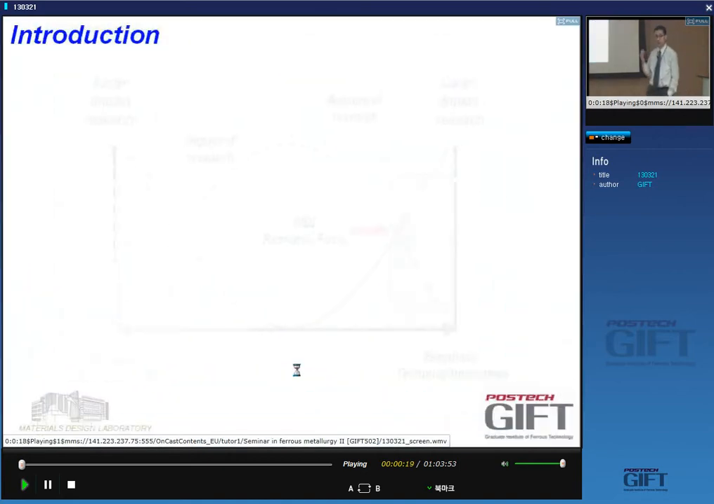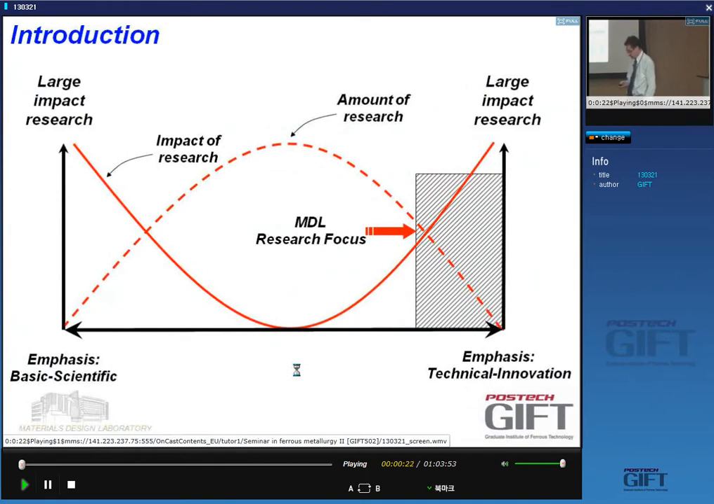But before I start, I'd like to say a few things about the emphasis of the research in my group. And I like to use this schematic. So in terms of research, you basically have on one end basic scientific research and a whole spectrum of possibilities, and at the other end you have technological innovation. And I believe that research that has real potential to have a high impact is at either end of the spectrum. And in MDL, that's where we are. We are on the end of technological innovation.